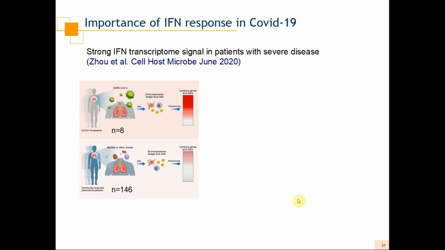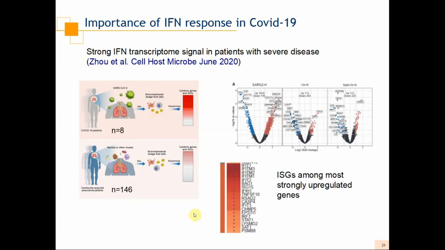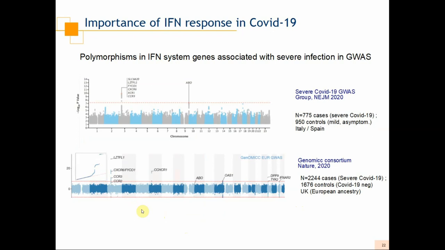So how do we know that the interferon response is important in COVID-19? One of the first bits of data is to take bronchoalveolar lavage cells from patients with a severe SARS-CoV-2 infection and do RNA sequencing, and then compare the profile with patients who have other types of pneumonia, and also compare them against healthy donors. In severe SARS-CoV-2, you've got a lot of genes strongly upregulated, and among the upregulated genes, you've got a lot of these ISGs. So we know that there's a strong activation of the interferon system during a SARS-CoV-2 infection, especially in a severe infection.